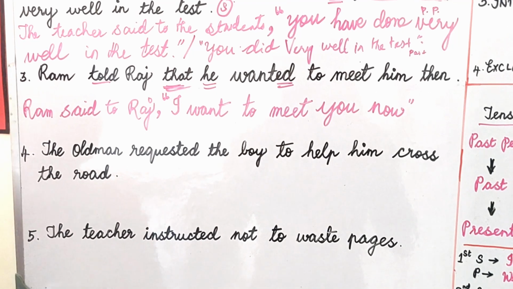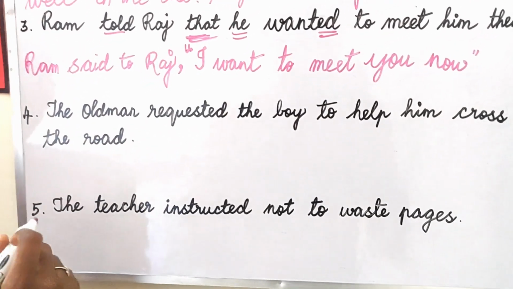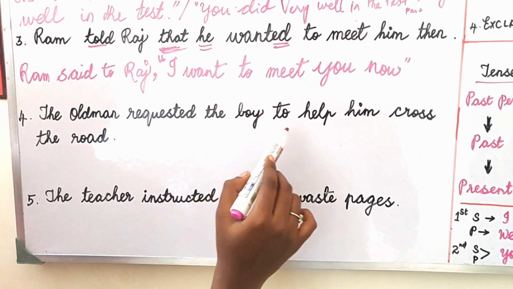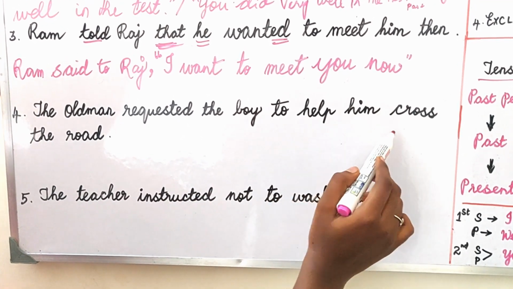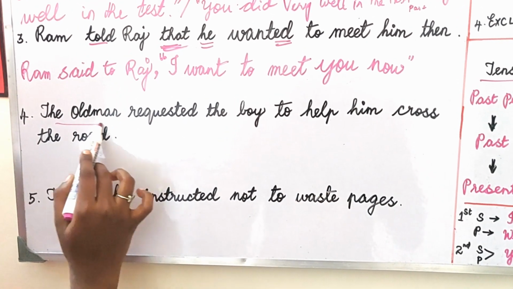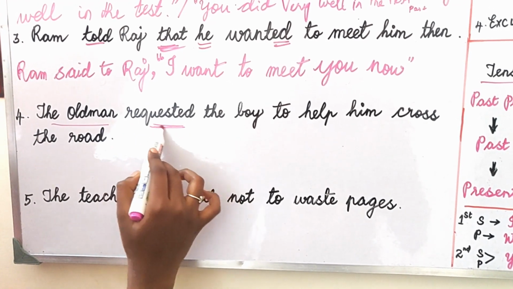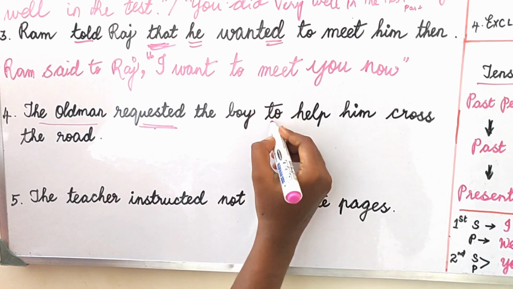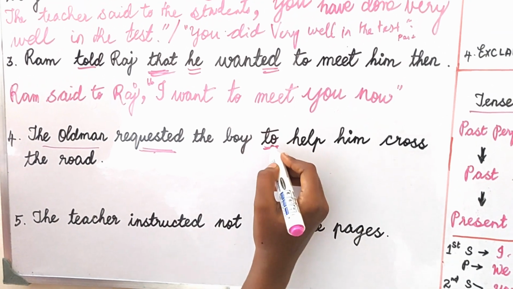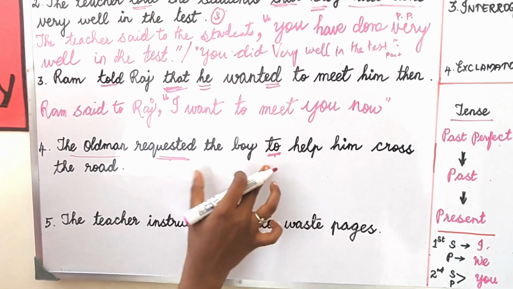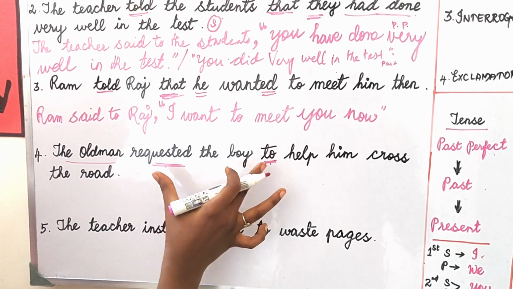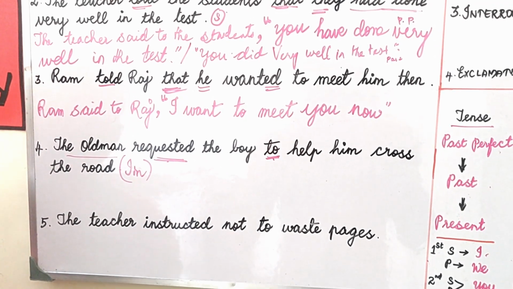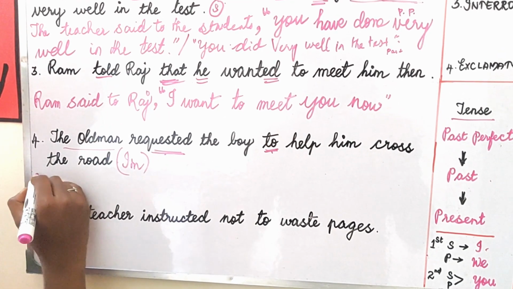Okay. The next sentence. Read out it. The old man requested the boy to help him cross the road. The old man requested. So what's the reporting verb? Requested. And you can also identify the conjunction to. So with this to, what can you identify? The type of sentence is imperative. Okay. So how will you change?